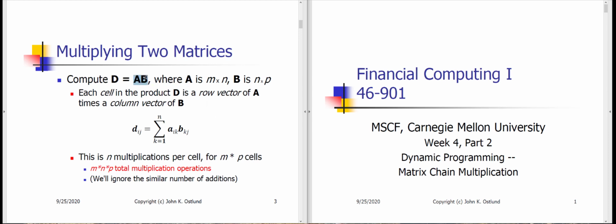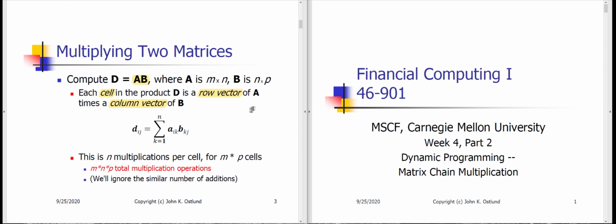Okay, so let's suppose that we have two matrices A and B. We're going to multiply those together to get the product D. Now, each cell in this product matrix D is going to be the result of multiplying a row of A times a column of B. Basically, the dot product of the row of A with the column of B. And of course, therefore, the number of columns in each row of A has to be equal to the number of rows in each column of B in order for this dot product to be well defined.